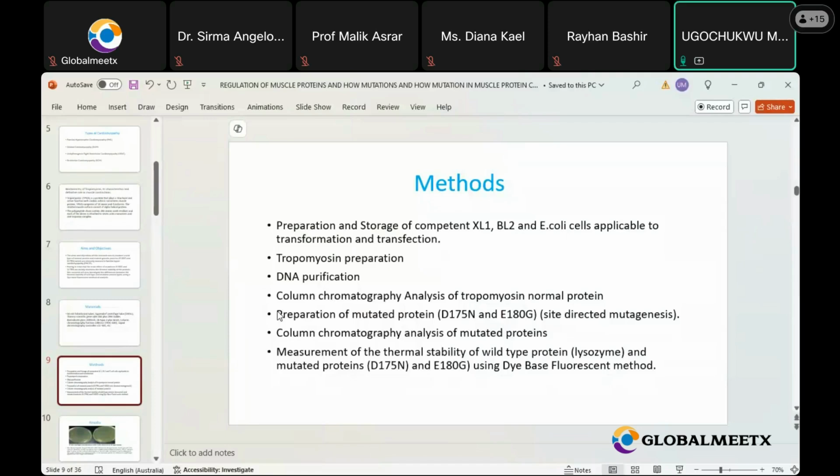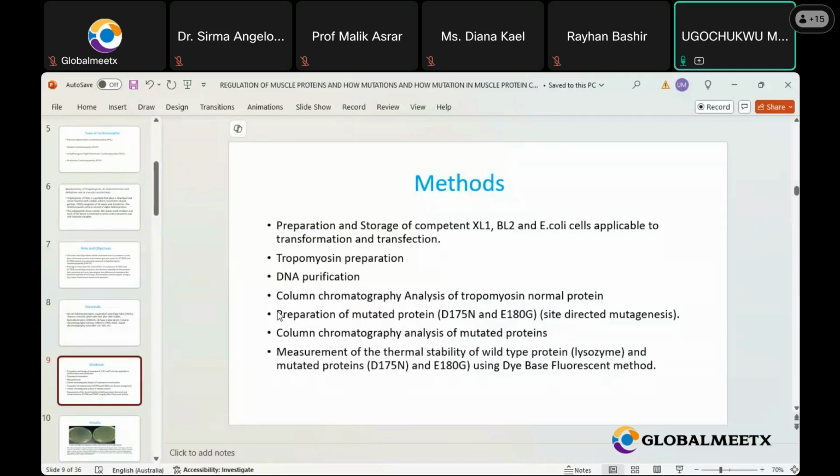Tropomyosin preparation. The tropomyosin protein was prepared through centrifugation, sonication, and protein denaturation. The supernatant was transferred into two Eppendorf tubes and labeled post-boiled proteins. DNA purification. The pellet of the pelleted bacterial cells in the second tube was resuspended in 250 microliters of buffer P1 and transferred to a microcentrifuge tube.